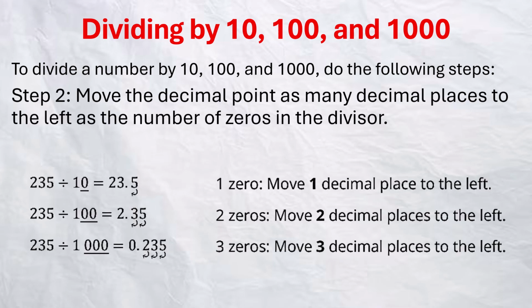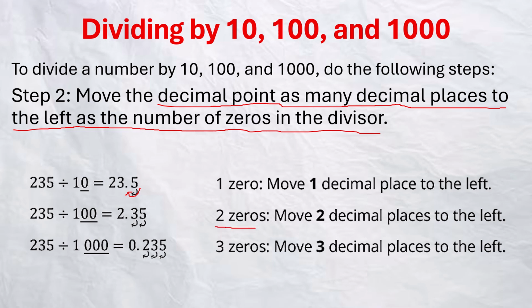For step number 2, we need to move the decimal point as many decimal places to the left as the number of zeros in our divisor. So in 235 divided by 10, since we only have 1 zero, we need to move the decimal point to the left one space only. In 235 divided by 100, since we have 2 zeros, we need to move 2 decimal places to the left. So 1, 2. And since in 235 divided by 1000, we have 3 zeros, we need to move 3 decimal places to the left. So 1, 2, 3.